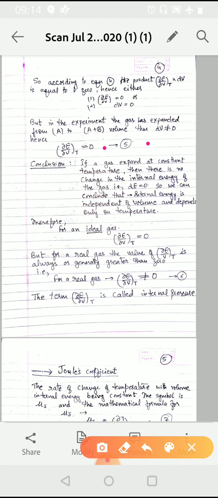If a gas expands at constant temperature, then there is no change in the internal energy of the gas, that is dE is equal to 0. So we can conclude that internal energy is independent of volume and depends only on temperature. Therefore, for an ideal gas, (∂E/∂V)_T is equal to 0, but for a real gas, the value of (∂E/∂V)_T is generally greater than 0. So for a real gas, (∂E/∂V)_T is not equal to 0, and this term, the change in internal energy with volume at constant temperature, is called internal pressure.